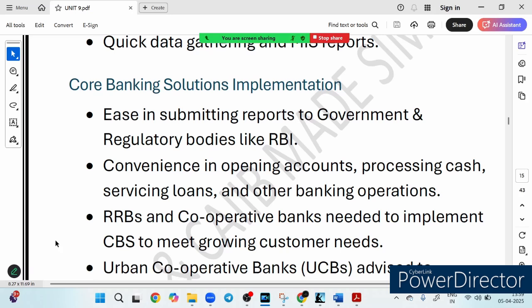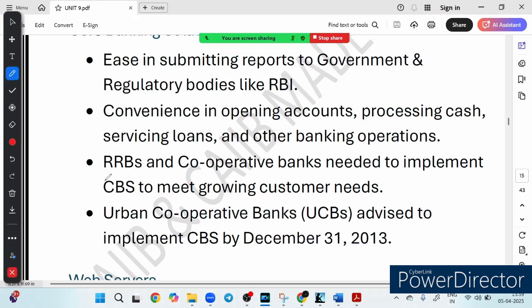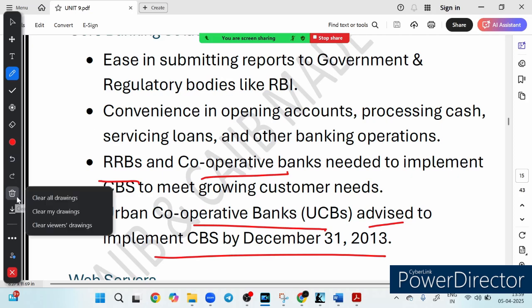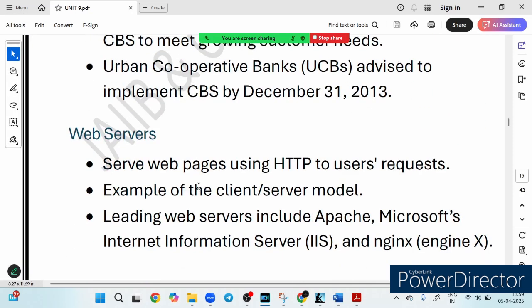Banks can now easily file reports to the RBI and government departments. Yes, report filing has become easier like never before. Opening an account, giving a loan, handling cash, all become smooth and quick with CBS. That is why even regional rural banks (RRBs) and cooperative banks were pushed to adopt CBS to meet modern customer demand. For example, urban cooperative banks (UCBs) were advised to implement CBS by December 31st, 2013. So CBS means anytime, anywhere banking. I hope you are familiar with all these things.